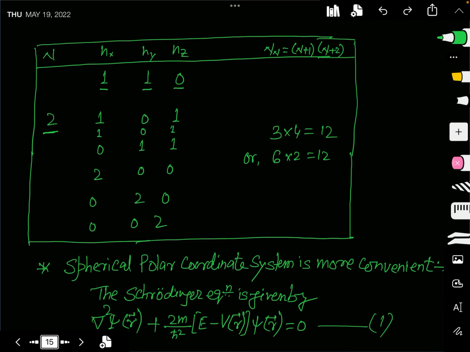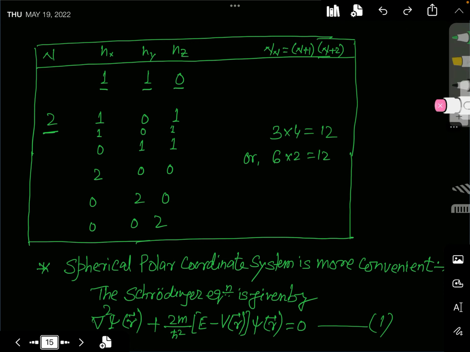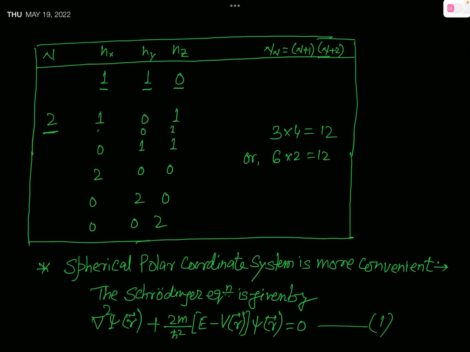Oh, sorry. Here I have mentioned one column greater, so this is wrongly written here. So the other set is 1, 0, 1, and the third set will be 0, 1, 1. And then if you take nx equal to 2, then ny and nz we have to take 0, because the sum should be equal to 2. The next set will be 0, 2, 0, and the last set you can take 0, 0, 2.